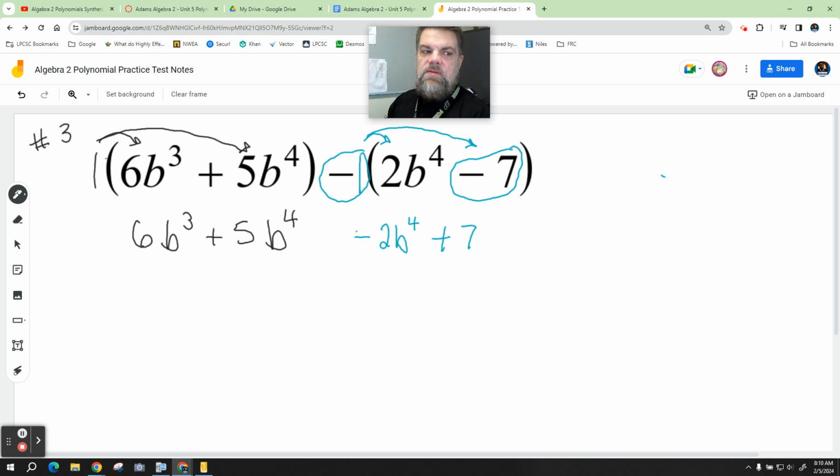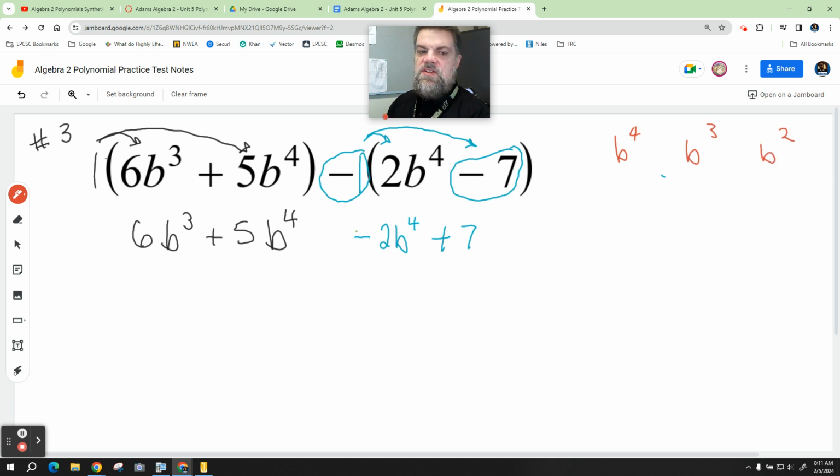Now this one, we're going to combine like terms, but we're going to go in descending order. So descending order means that we're going to go the highest power first, plus or minus a number, then the next power, and then the next power, whatever they have.